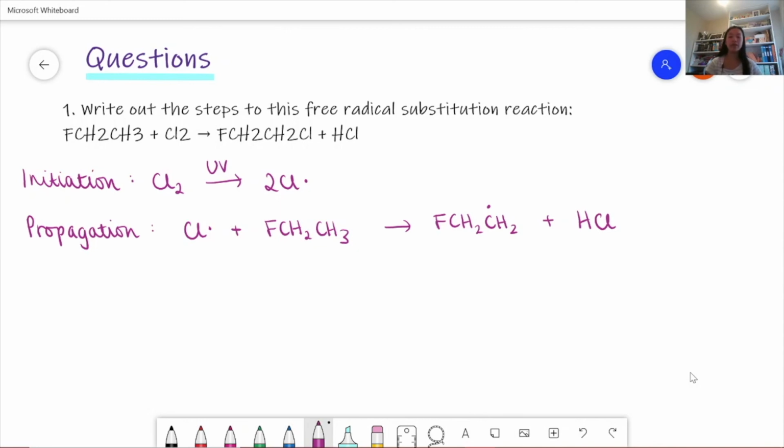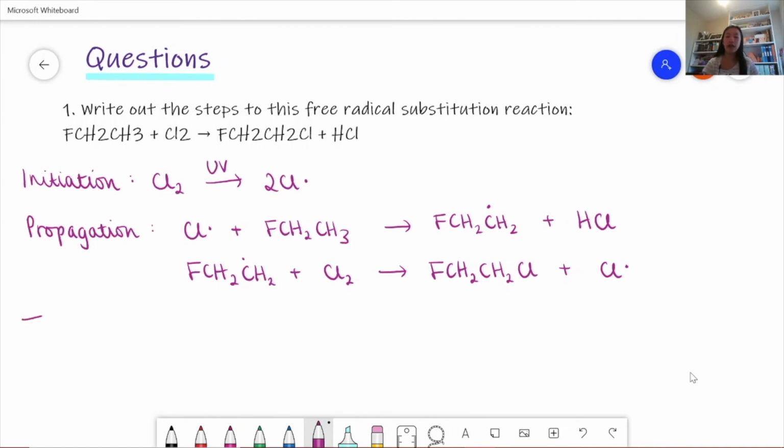And we also form HCl because the chlorine free radical has taken the hydrogen from one of the carbons and reacted with it. And then in the second step, what happens is that the new free radical that we formed reacts with more chlorine, and so this forms the molecule that we're after, FCH2CH2Cl, and then what's formed is another chlorine free radical, and this chlorine free radical then goes and does these two steps again and again, and so this is the chain part of the chain reaction.